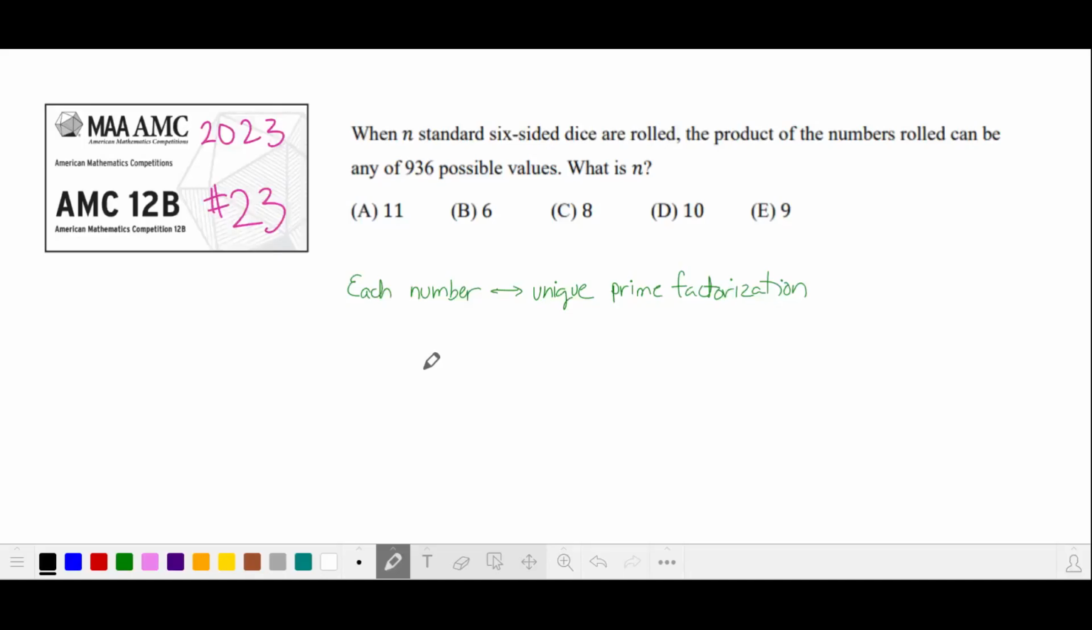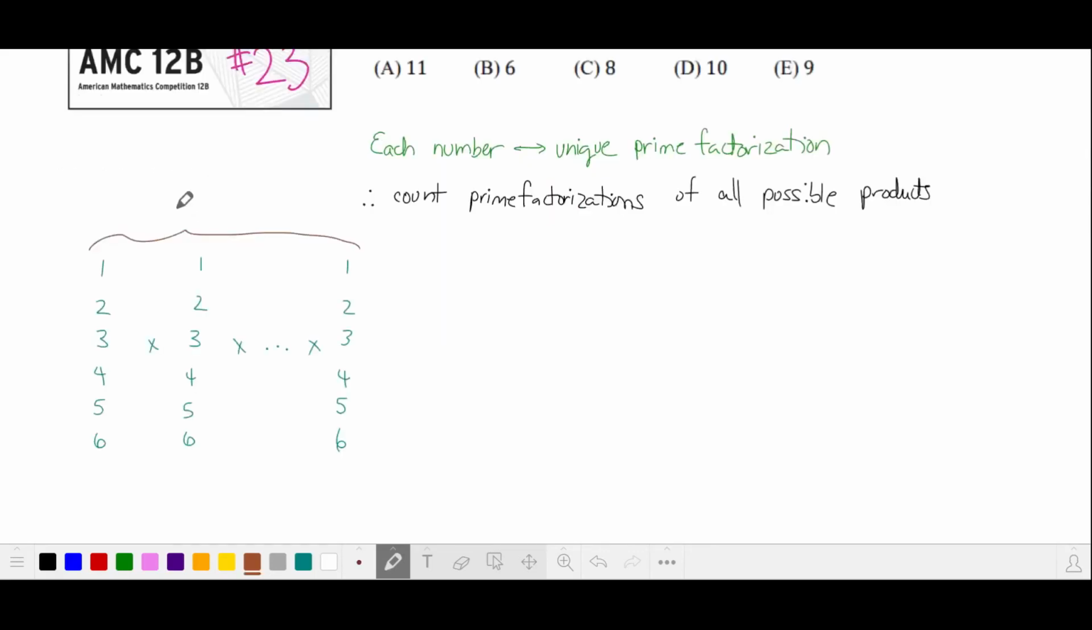Each number has a unique prime factorization, so we're going to count the prime factorizations of all possible products of our n dice. When we multiply our n dice, the prime factorization of the product will consist of some number of 2s, 3s, and 5s. We'll start by examining the 5s.